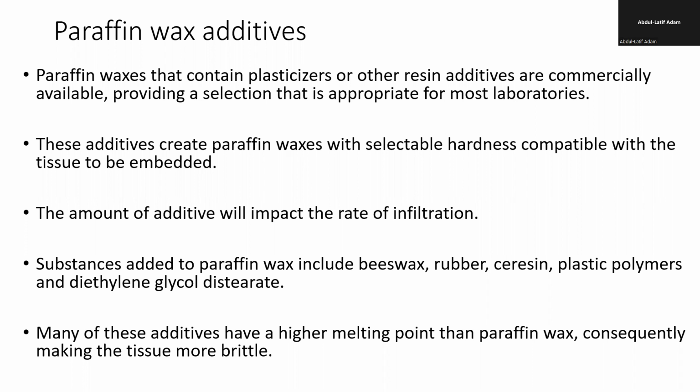So you add plasticizers or you add resins. Okay, and then if the paraffin wax is too hard, you can also add what? Some rubber, some diethylene glycol to make it a bit soft. So you either add plasticizers or resins to make it hard, or you add beeswax, rubber, and then these glycols to make it a bit soft.